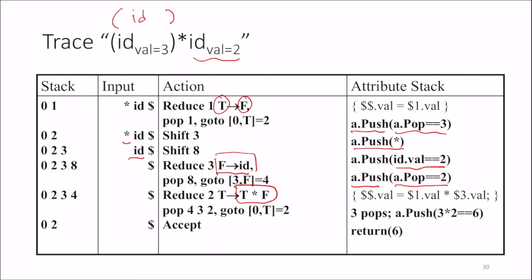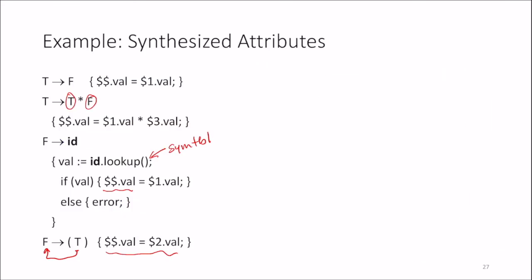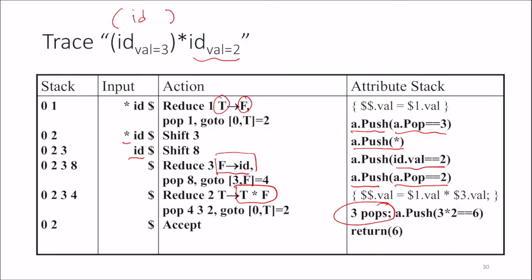And finally, now we reduce using the t goes to t times f rule. At this point, we do 3 pops, which is the t, the times, and the f. And the action, so I guess we should go back to the action. The action for t goes to t times f is we take the value of $1 and multiply it with the value of $3. So in this case, this is $1, this is $3, we multiply them, and the end result is 6, and that gets pushed back on the stack. And when we accept, we return what's on the top of the attribute stack, and we return 6.